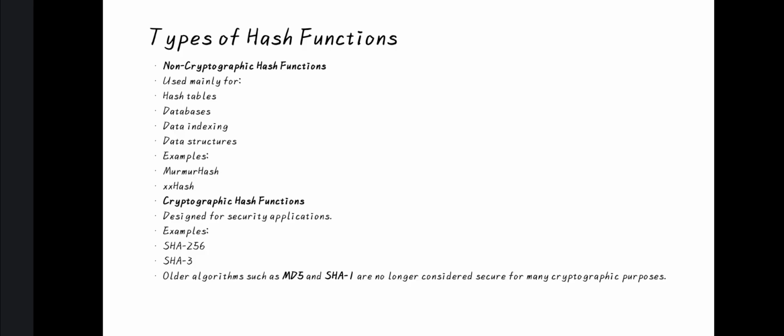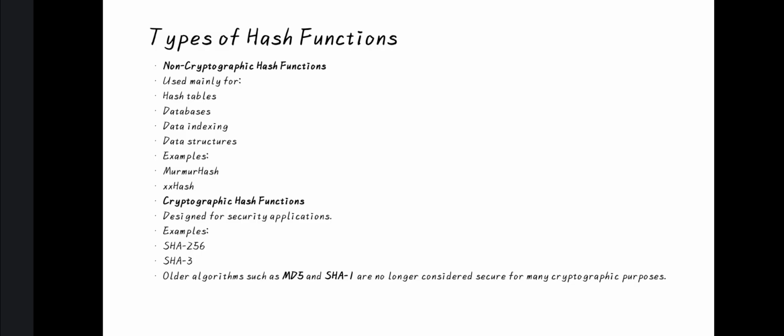Types of hash functions. There are two types: cryptographic hash functions and non-cryptographic hash functions. Non-cryptographic hash functions are used mainly for hash tables, databases, data indexing, and data structures. For example, MurmurHash and xxHash.